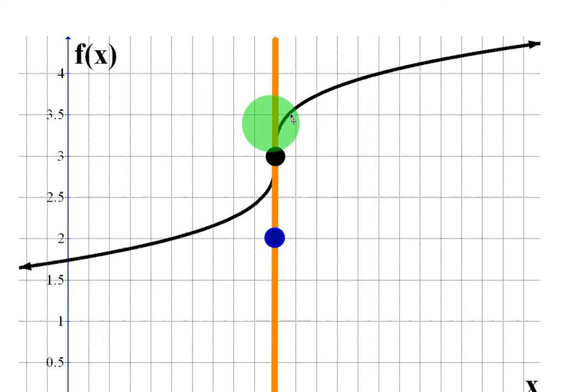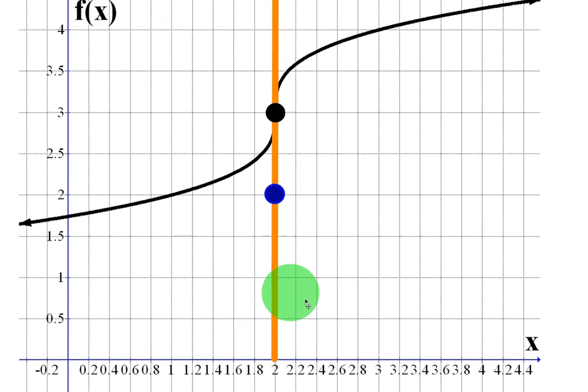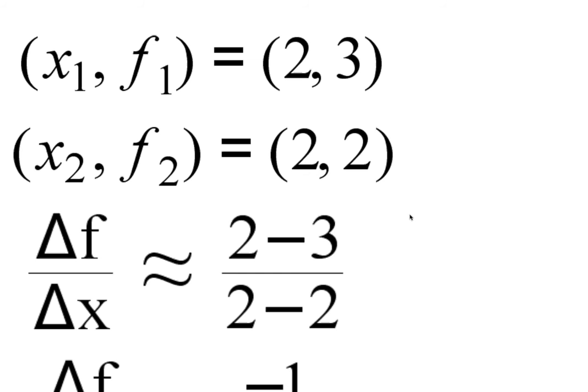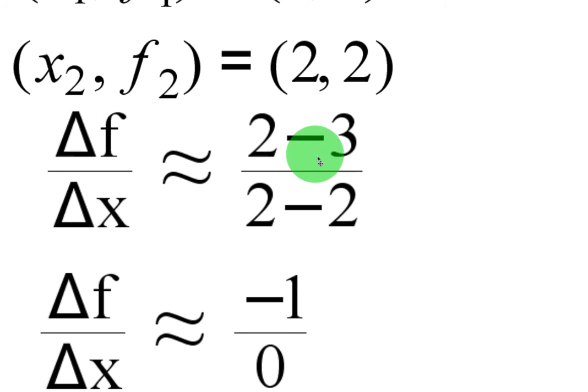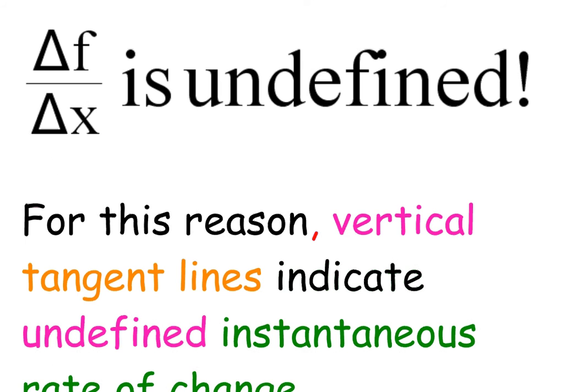Well, it's important to know that the x values are the same here. They're both equal to 2. So my change in x is going to be 0. And we know that we can't divide by 0, right? So if we go and look at the algebra here, okay, change in y is going to be -1, right? It's 2 minus 3 for the y values. But for the x values, it's 2 minus 2, which is 0. So we have -1 over 0. Well, what's that? That's undefined, right?